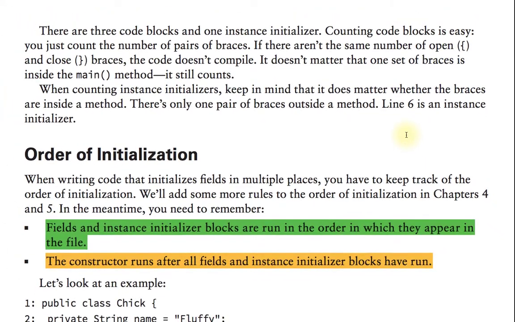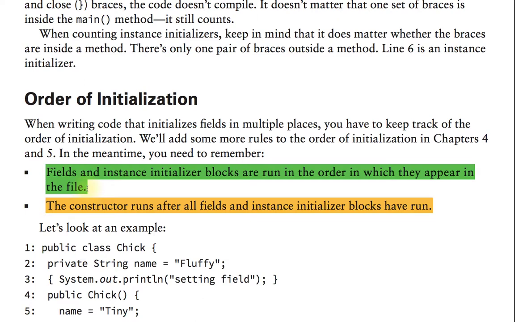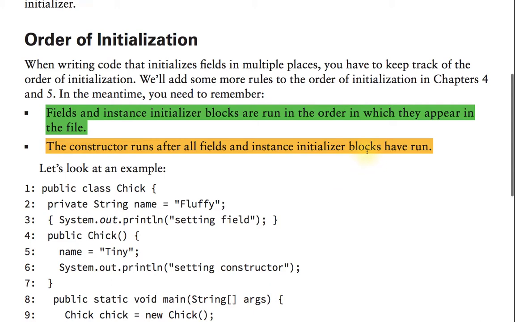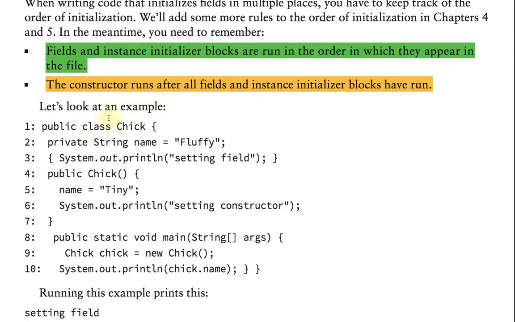Order of initialization. Two important points to keep in mind: fields and instance initializer blocks are run in the order in which they appear in the file. The constructor runs after all the fields and instance initializer blocks have run. Let's look at this example. Public class Chick, private String name. They are assigning a value to this variable, and look at this. This is called an initializer block.